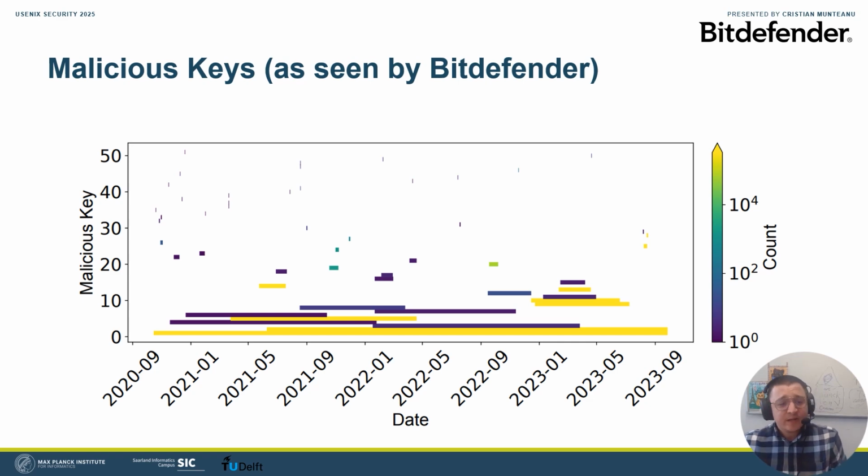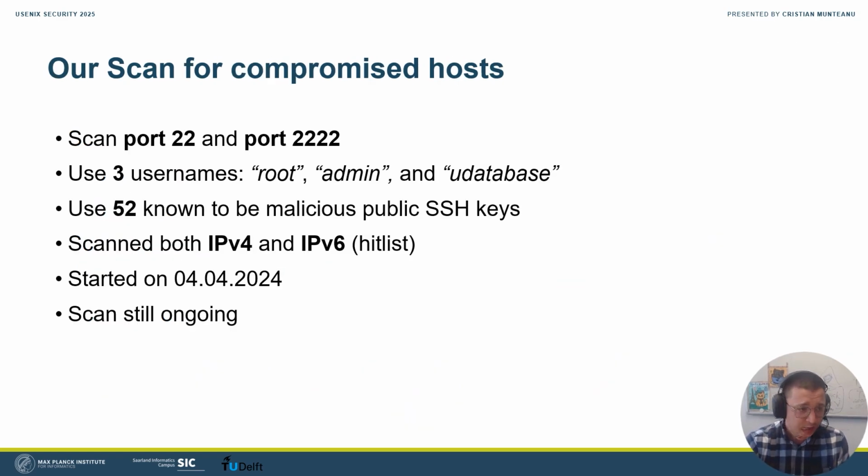So here in the plot, we have the activities seen by Bitdefender of the top 52 malicious public keys that we were also using for our scans. We see that some keys on the bottom, so for example keys 1 to 10, are spread more over time. We see they're being active more over time, and we see a lot more counts of them compared to the others. All right, so going towards our experiment, this is what we did.